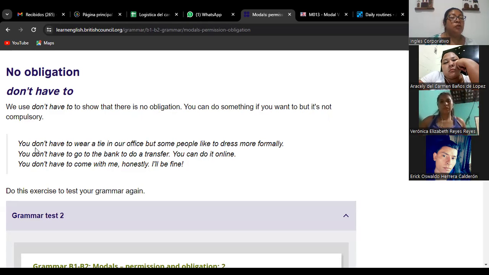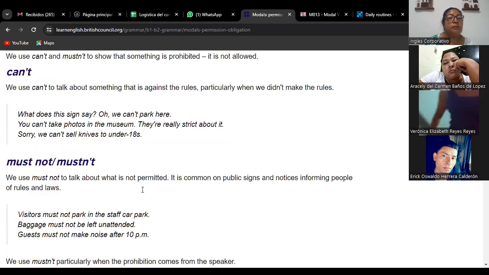And examples: you don't have to wear a tie in our office, but some people like to dress more formally. Okay, it's not an obligation. No tiene que ir con corbata, pero se puede. You don't have to go to the bank to do a transfer. You can do it online. Porque tiene otra posibilidad. So, you don't have to. You don't have to come with me. Honestly, I'll be fine. Okay, now, questions.